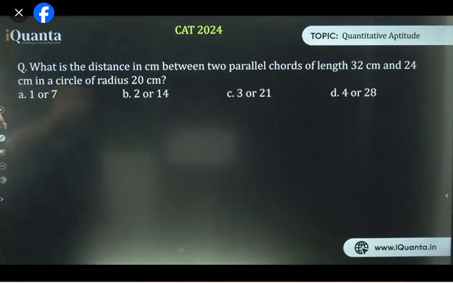Let's do this one. What is the distance in centimeter between two parallel chords of length 32 centimeter and 24 centimeter in a circle of radius 20 centimeter? You have 2 minutes for this. So far, so good, yeah. Priyanka, that is a property, just note it down, okay?